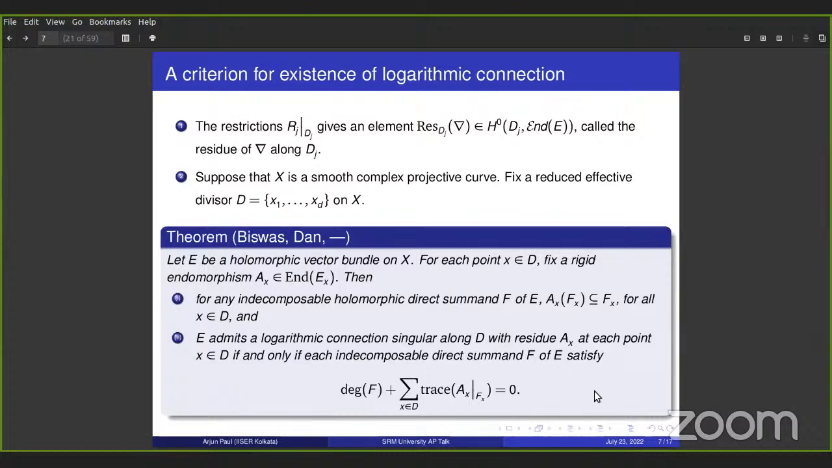So it is also an interesting question whether we can remove this rigidity condition, or what the possibilities are. If we take any endomorphism which is not necessarily rigid, can we say something similar to that? So that is a question that is not yet addressed by anyone, I think.